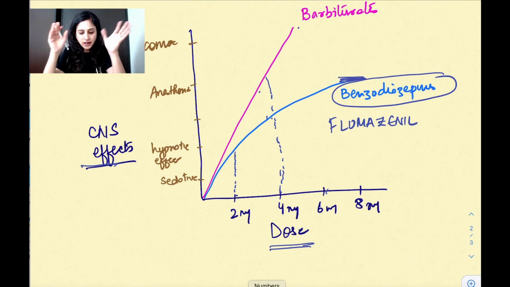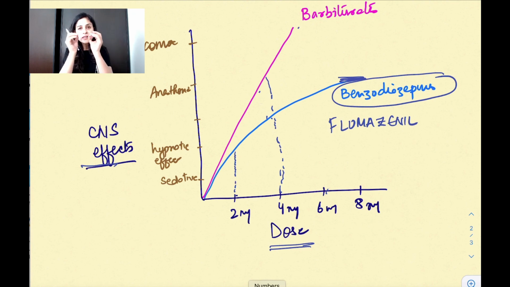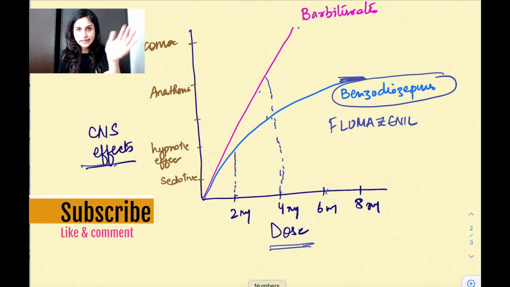So with this, I hope I'm clear about the difference in the actions of barbiturates and benzodiazepines, which is GABA facilitatory, and which is both GABA facilitatory as well as mimetic, and why barbiturates currently are not preferred as sedatives and hypnotics. Yes, they are used as antiepileptics. Yes, they are used for general anesthesia. That is under doctor's supervision.